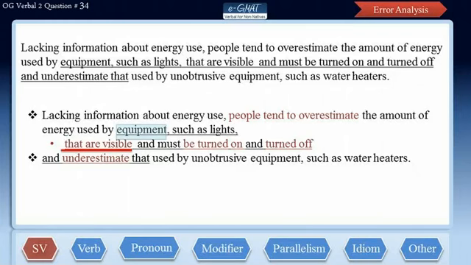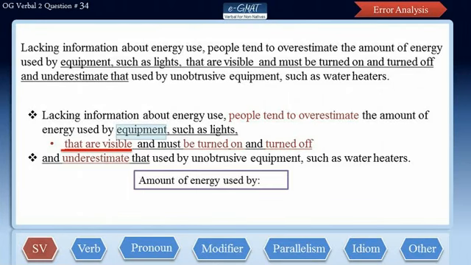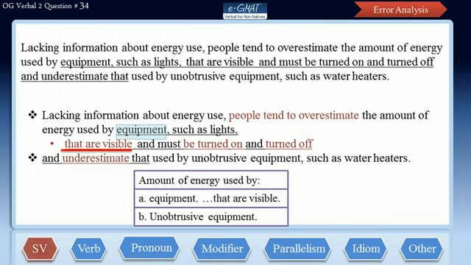Also, the sentence talks about the amount of energy used by two entities, equipment that are visible and unobtrusive equipment. Now these two elements are logically parallel because both are types of equipment. Grammatically also they are parallel to a certain extent because both are nouns. But notice that they can be made more parallel and precise. The first element can be very easily written as visible equipment to make it absolutely parallel to the second entity, unobtrusive equipment, that lies in the non-underlined portion of the sentence. So this leads to the parallelism error in this sentence.